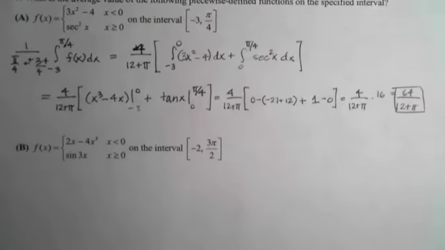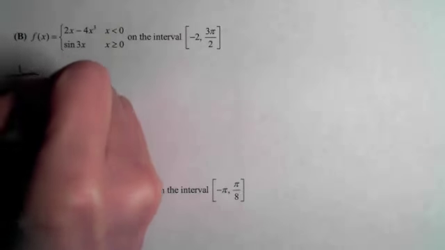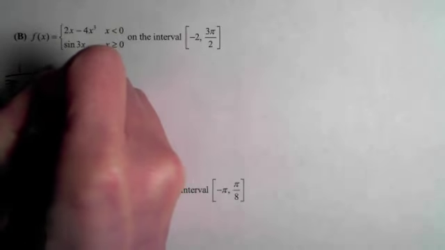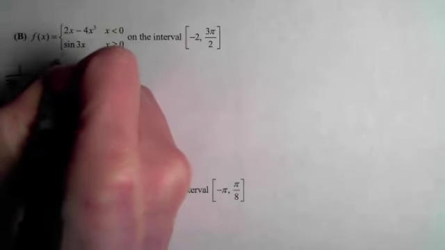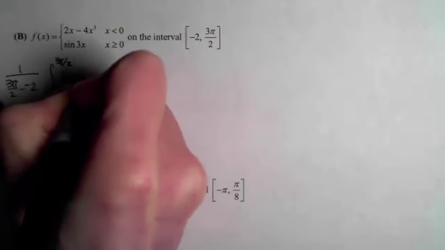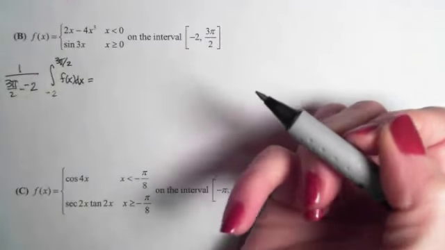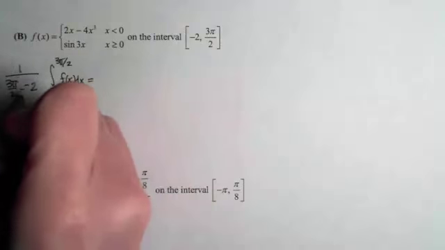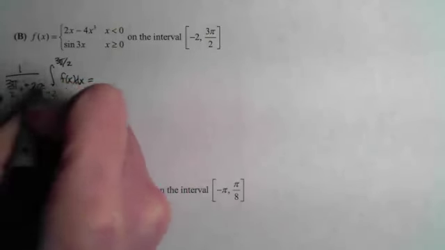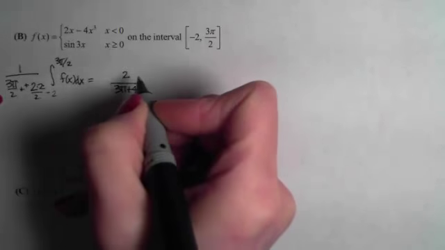So now let's look at B. On B, same process. We're going to have 1 over b minus a times the accumulation from a to b of that function. And because the function is piecewise and we have straddled the joint, we're going to have to break that integral into two pieces. So first, let's get a common denominator here. I'll multiply by 2 over 2. So I have a 3 pi plus 4 on the bottom, and on the top I'll have a 2.